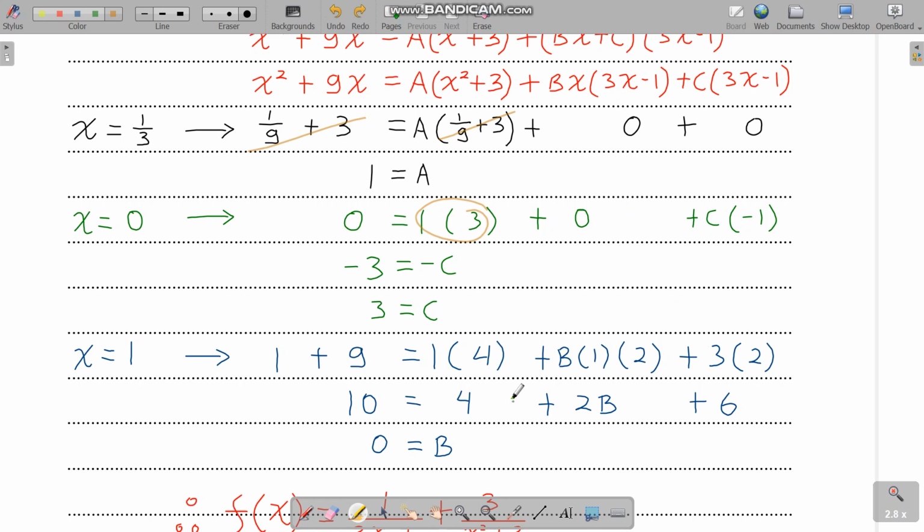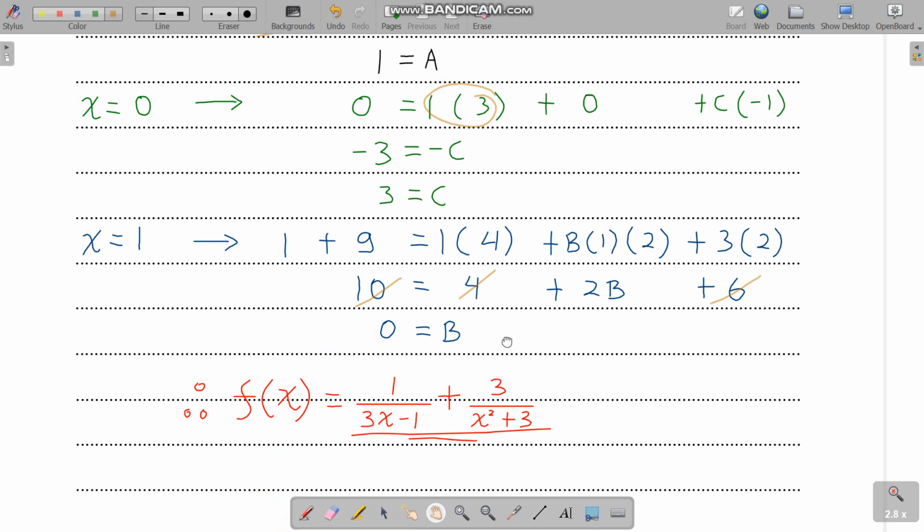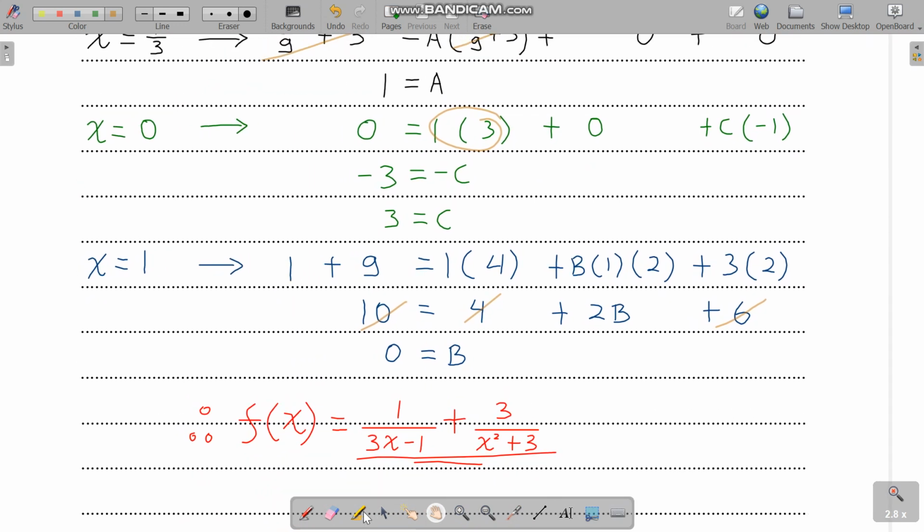So just simplify. We have 10, this is 4, this is 2b, and this is 6. And we can cancel out everything, which means b is 0, which means the solution is just 1 over 3x minus 1 plus 3 over x squared plus 3. So this is a, b is 0, c is 3.